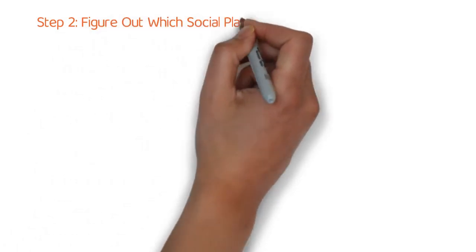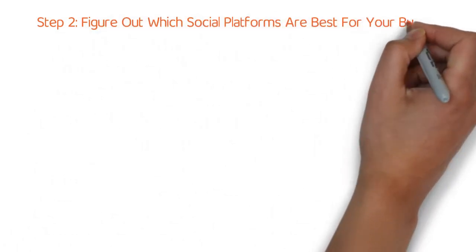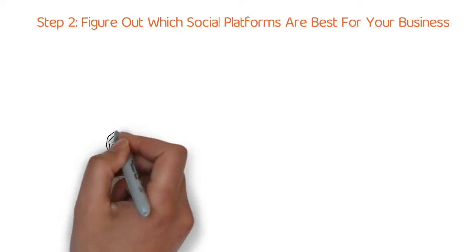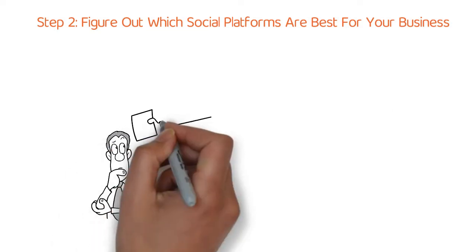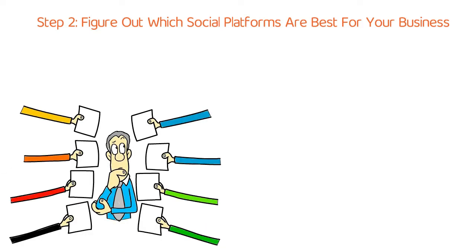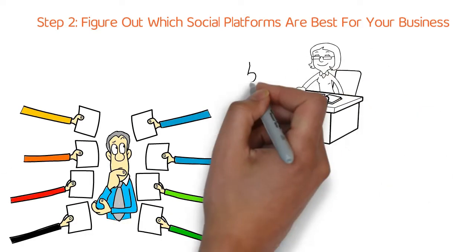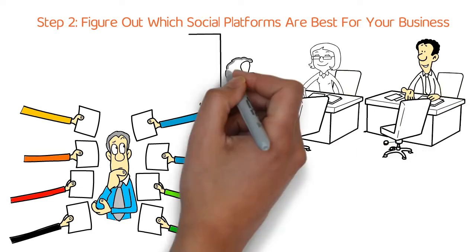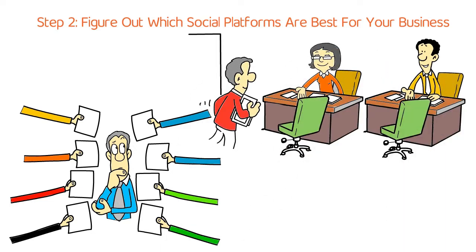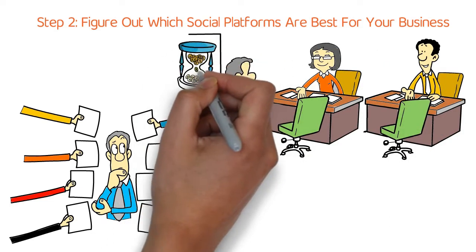Step number 2. Figure out which social platforms are best for your business. It's incredibly important to know exactly which platforms you want to share your material on. As I mentioned earlier, it's all about knowing the wants and needs of your target audience and serving them on the social platform where they spend the majority of their time.